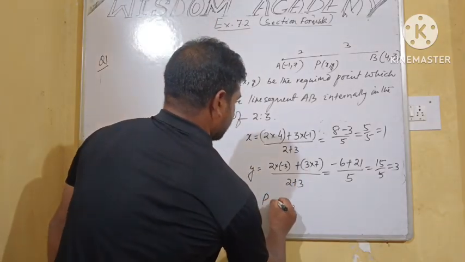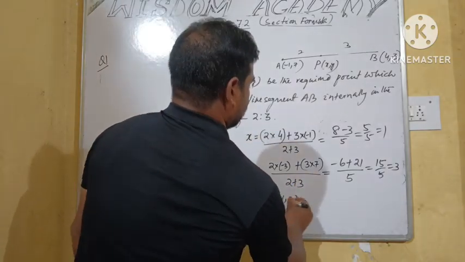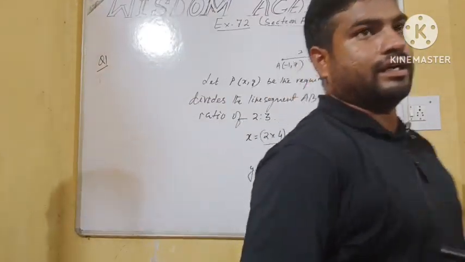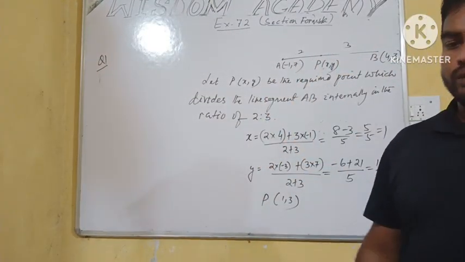So P(1, 3) is the point which divides AB internally in the ratio of 2:3.